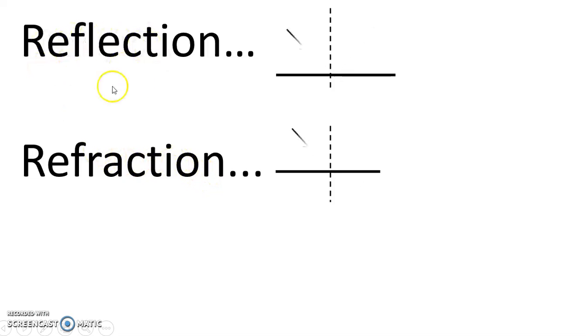Okay, quick recap. So far we've done reflection and refraction. Main difference: reflection stays in the same medium, gets bounced off, whereas refraction travels through the medium, right? So for reflection, the main law is that the angle of incidence is always equal to the angle of reflection. And the angles are always, in all cases in light, measured with respect to the normal, right?